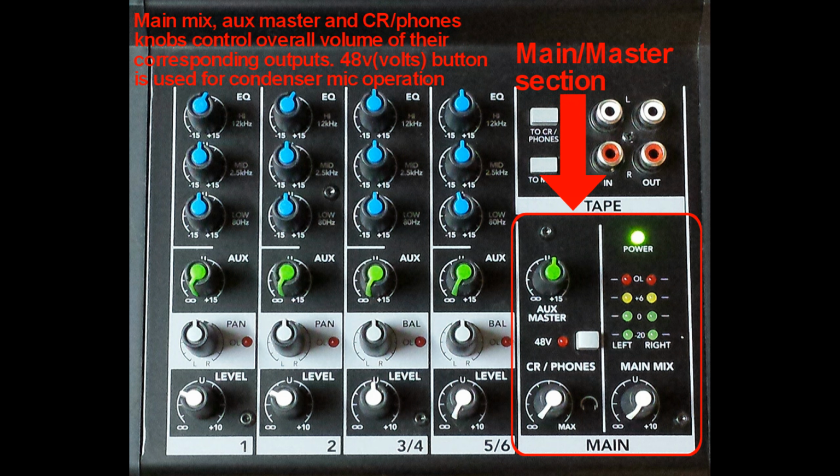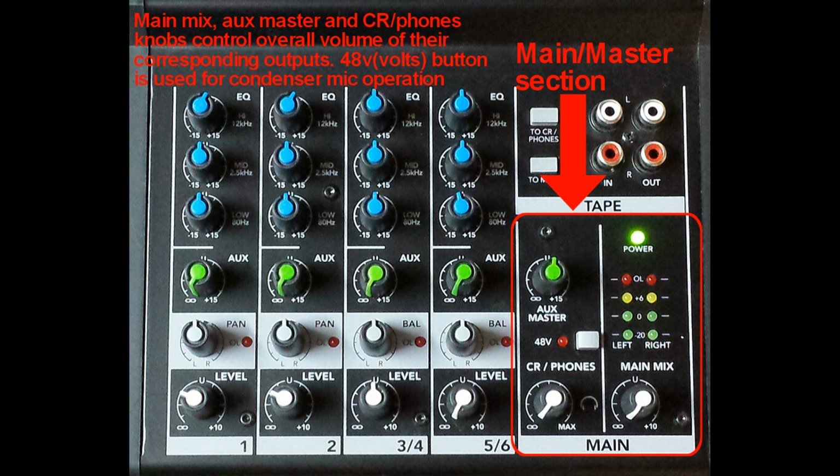Now we have finally the main/master section. The main/master section consists of the control room or headphone volume, the main mix or main out volume, and the auxiliary master volume. These are all overall volumes. The main mix is an overall volume for the level controls. The control room out is a volume control for the control room output, and the aux master is an overall control for the auxiliary knobs on each channel.